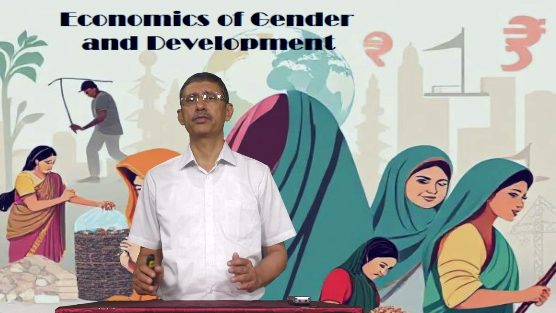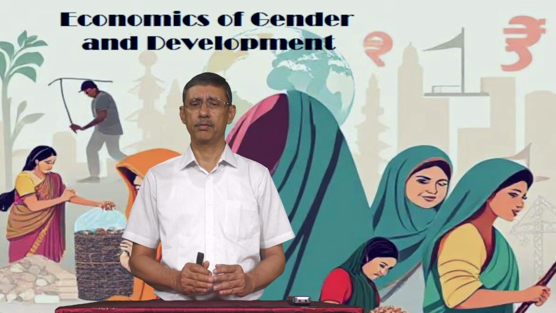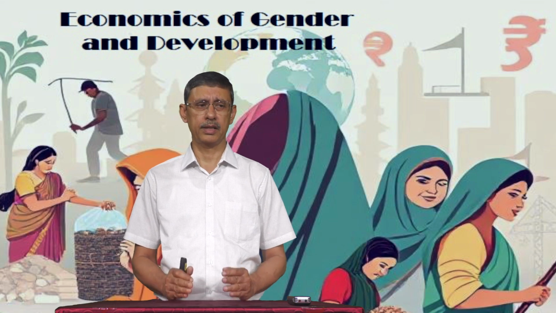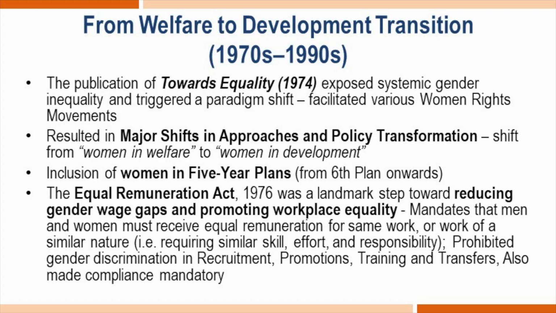Then comes the next phase, which we can divide from the 1970s to the 1990s. In the 1970s, we had a very seminal study, and the title of the study is called Towards Equality, which was published in 1974. It exposed the systematic gender inequality and triggered a paradigm shift, facilitated various women's rights movements.